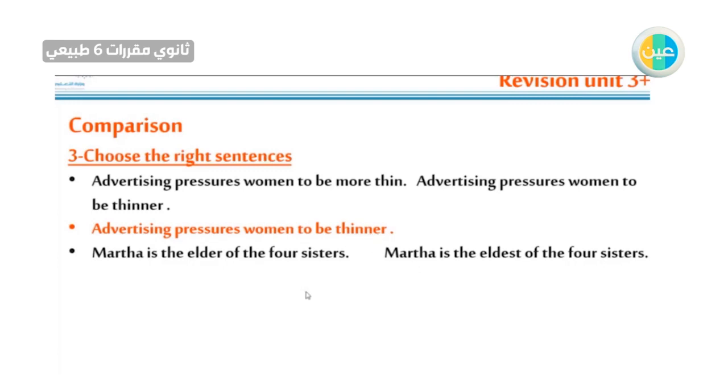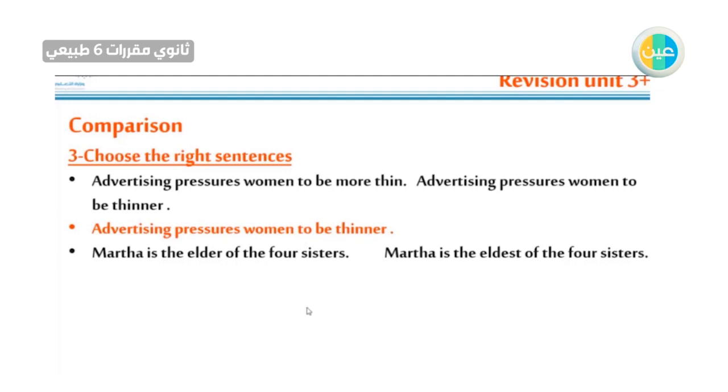The word is ending with a stressed letter, and before the N we have I, a vowel. So if the adjective ends in a stressed letter, thin, and before this stressed letter we have a vowel, you have to double the last letter, which is N, thinner, then add your ER.